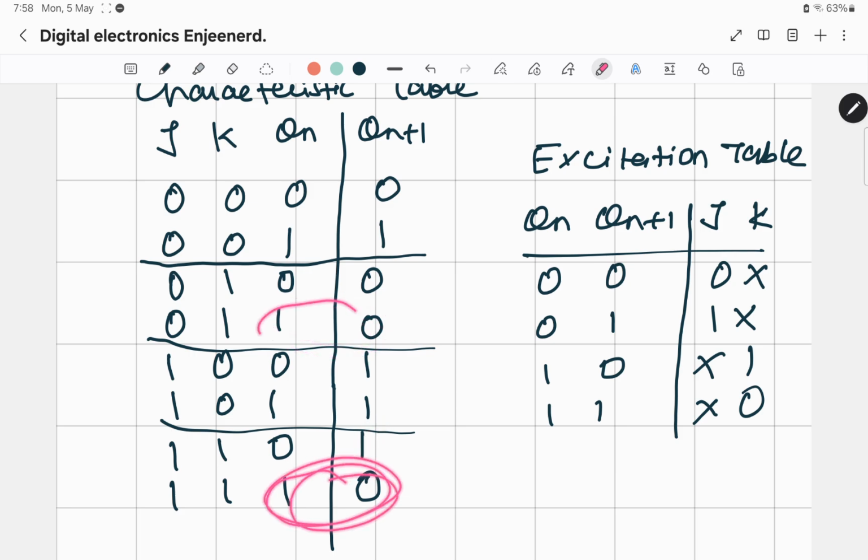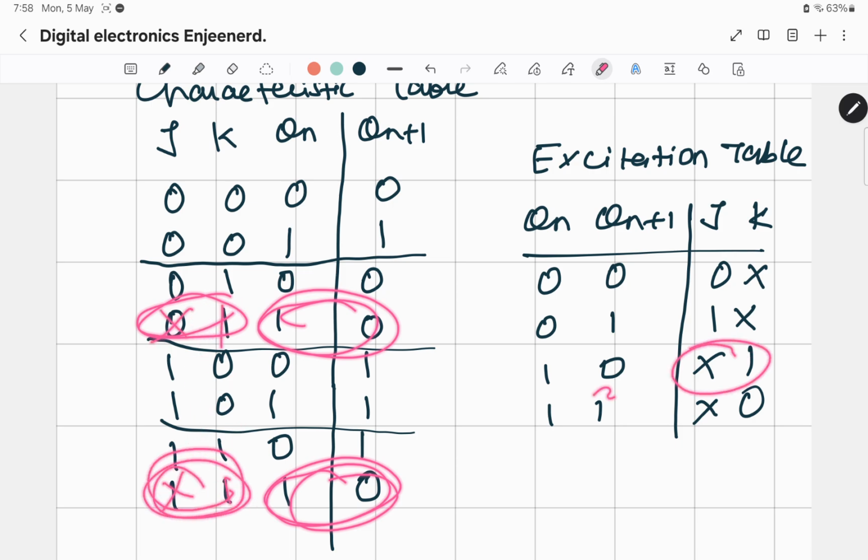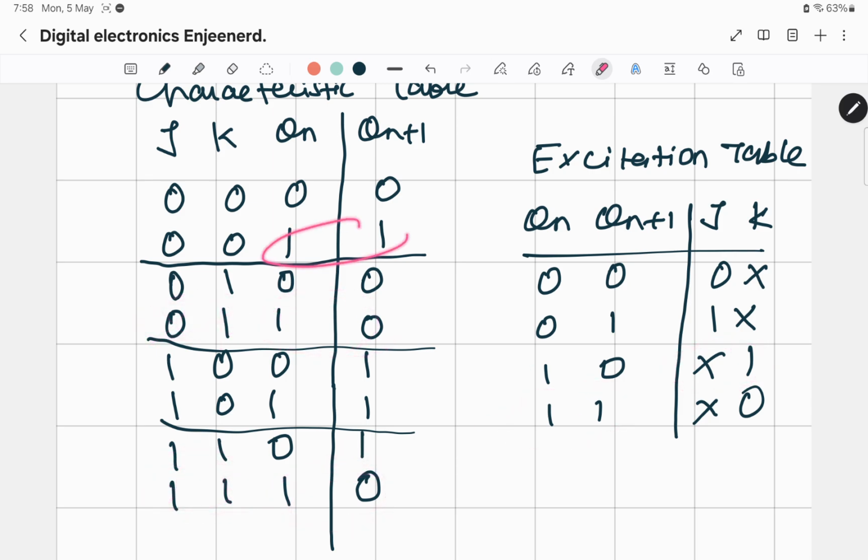So for 1, 0 and 1, 0, it is 0, 1 and 1, 1, which means it is X and 1. So I have X and 1. Similarly, the last one, for 1, 1: here and here I have 0, 0 and 1, 0, which means I have X, 0. So this is X and this is 0.